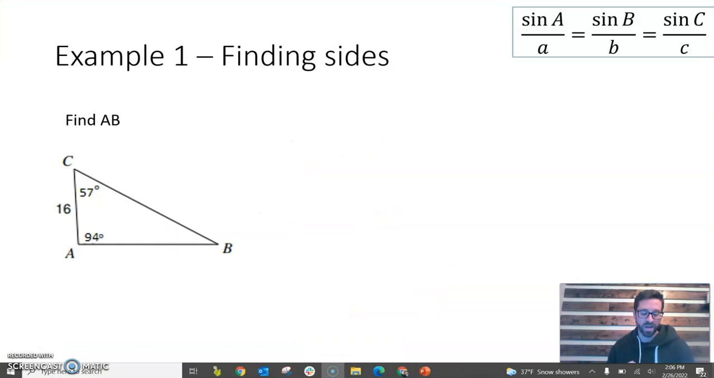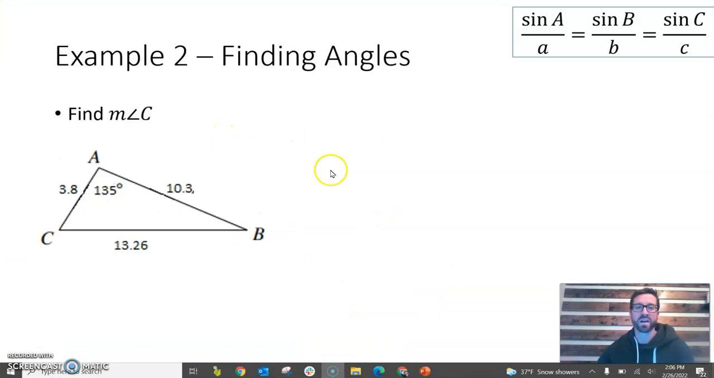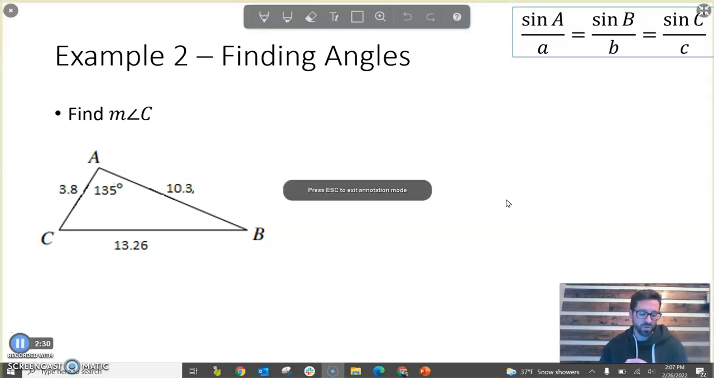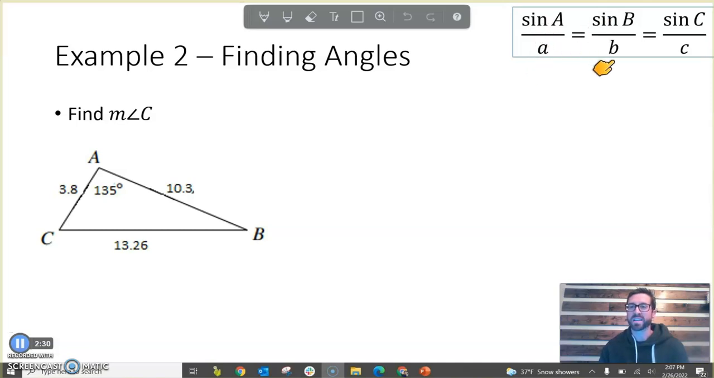Now, let's learn how to do our second example where we use the law of sines to find an angle measure. So we see in this problem, they give us all three sides and one angle, but we're looking for angle C here. And so what we're going to choose to do is, in my relationship, do I want to use sine A over A, sine B over B, or sine C over C? I'm going to use sine A over A because this is where I have one of those pairs that I'm referring to. See, I have an angle and the side length across from it. So I'm going to use that.